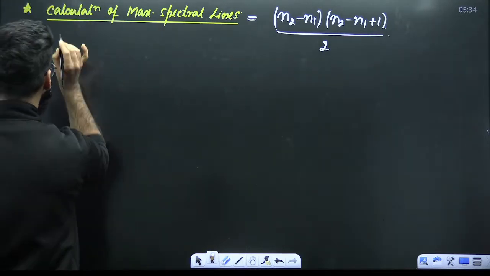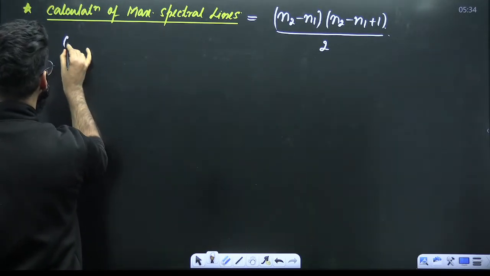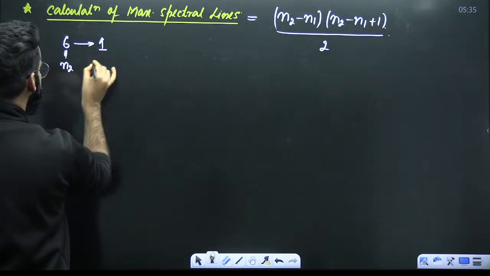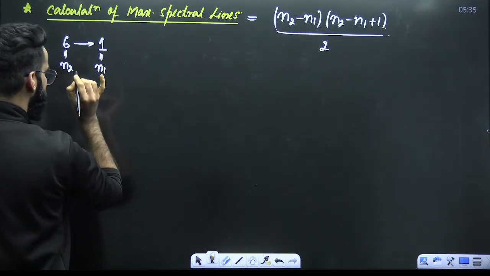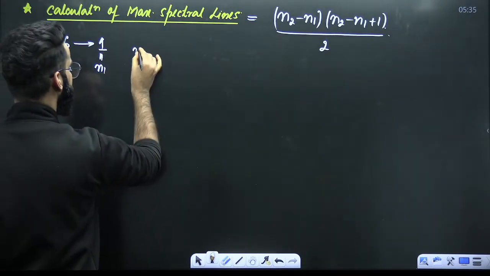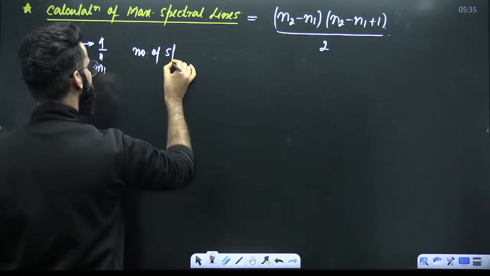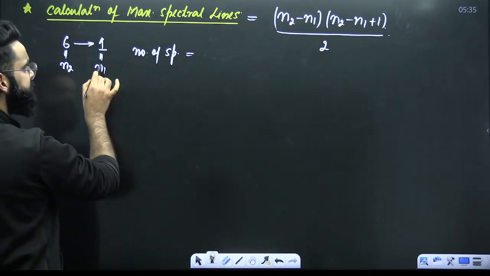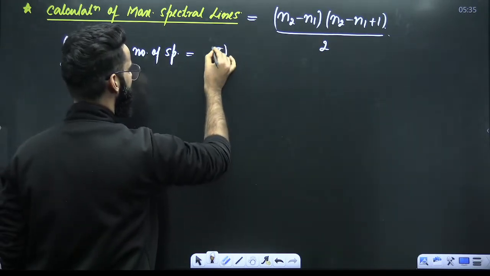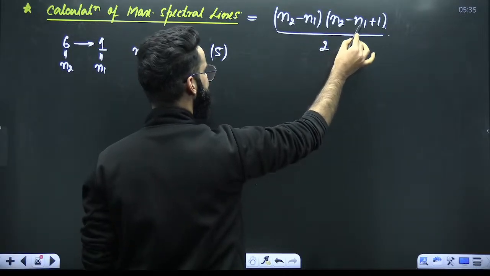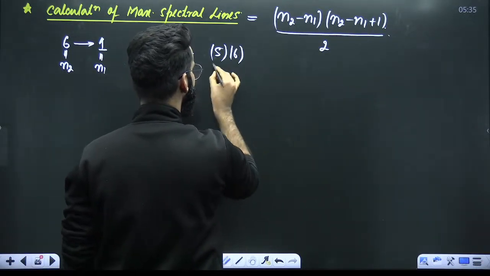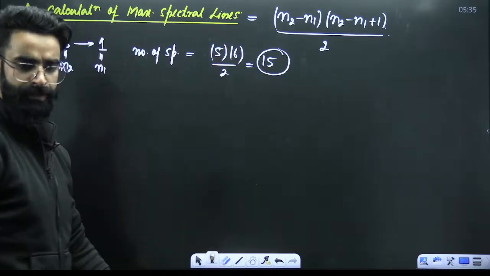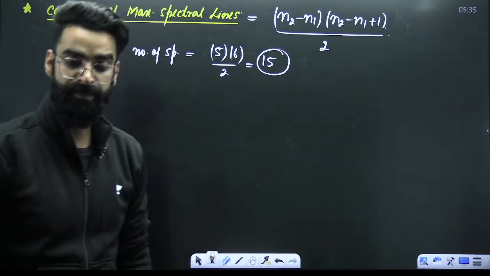For example, imagine that the electron is making a transition from 6 to 1. So this is your higher energy state N2 and this is your lower energy state N1. If I ask you how many spectral lines are observed right now, it is N2 minus N1, that is 6 minus 1, which is 5. Then 5 plus 1 is 6, and 5 times 6 divided by 2. So 15 maximum spectral lines will be observed.